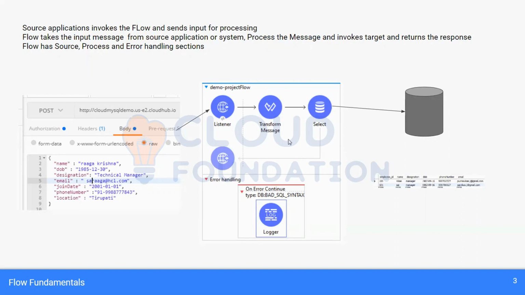So this is the basic building block. You receive the message, you process the message, and while processing, if you get any error, you manage the error. So this is the flow.